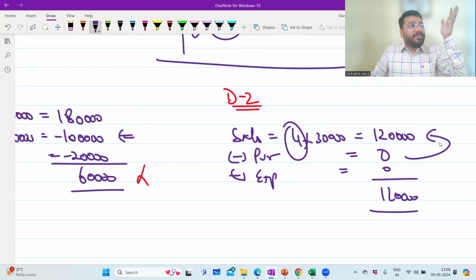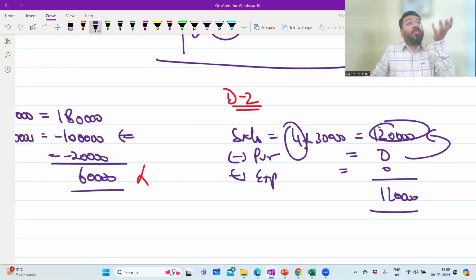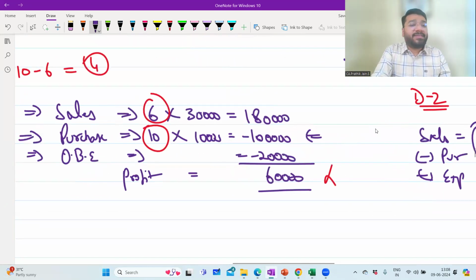Think, no? I am telling my income is 120. For this income, what is the corresponding expenses? Don't you want to know? So which you did not take into consideration. Am I clear? So this is how you got 60,000 rupees, which is wrong.